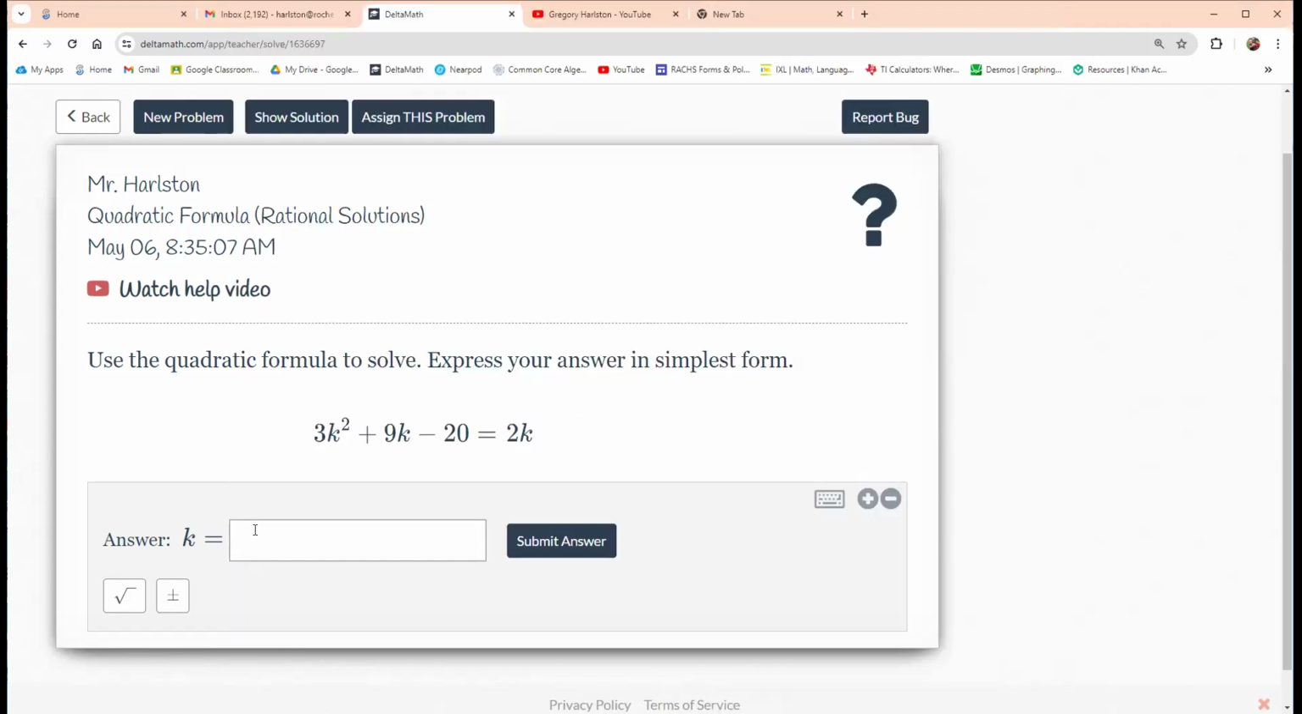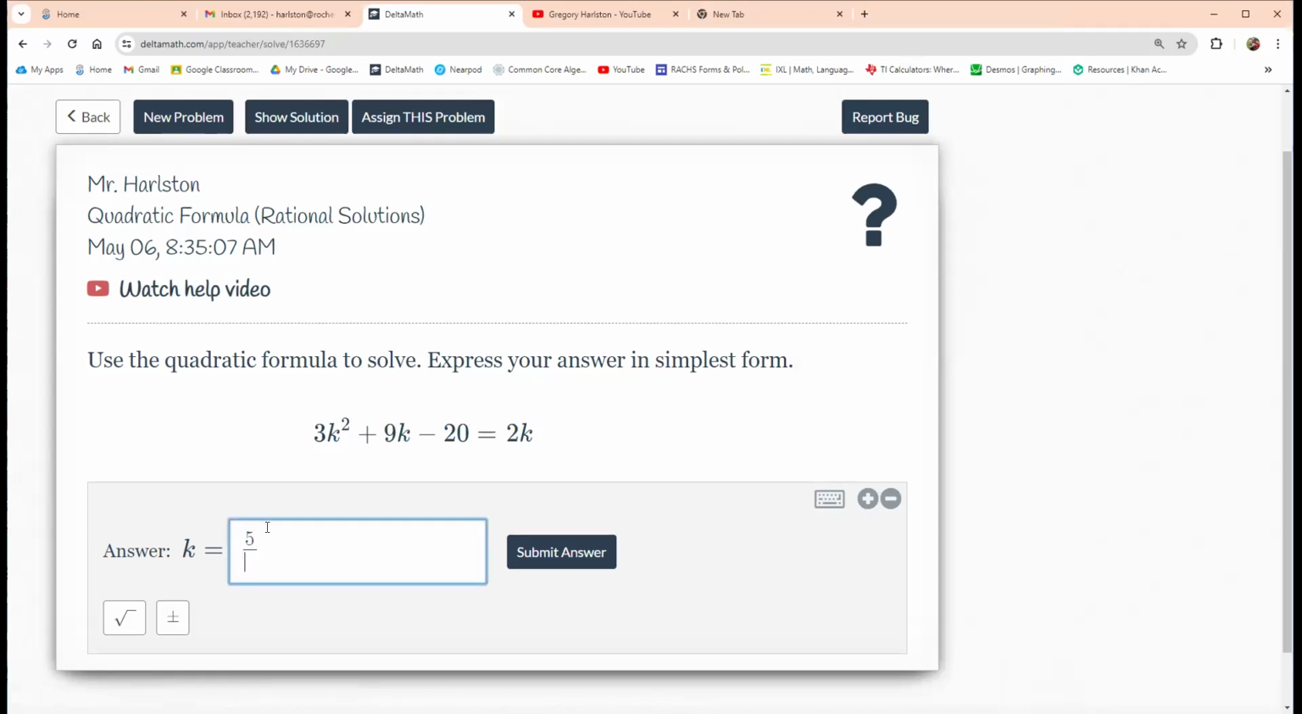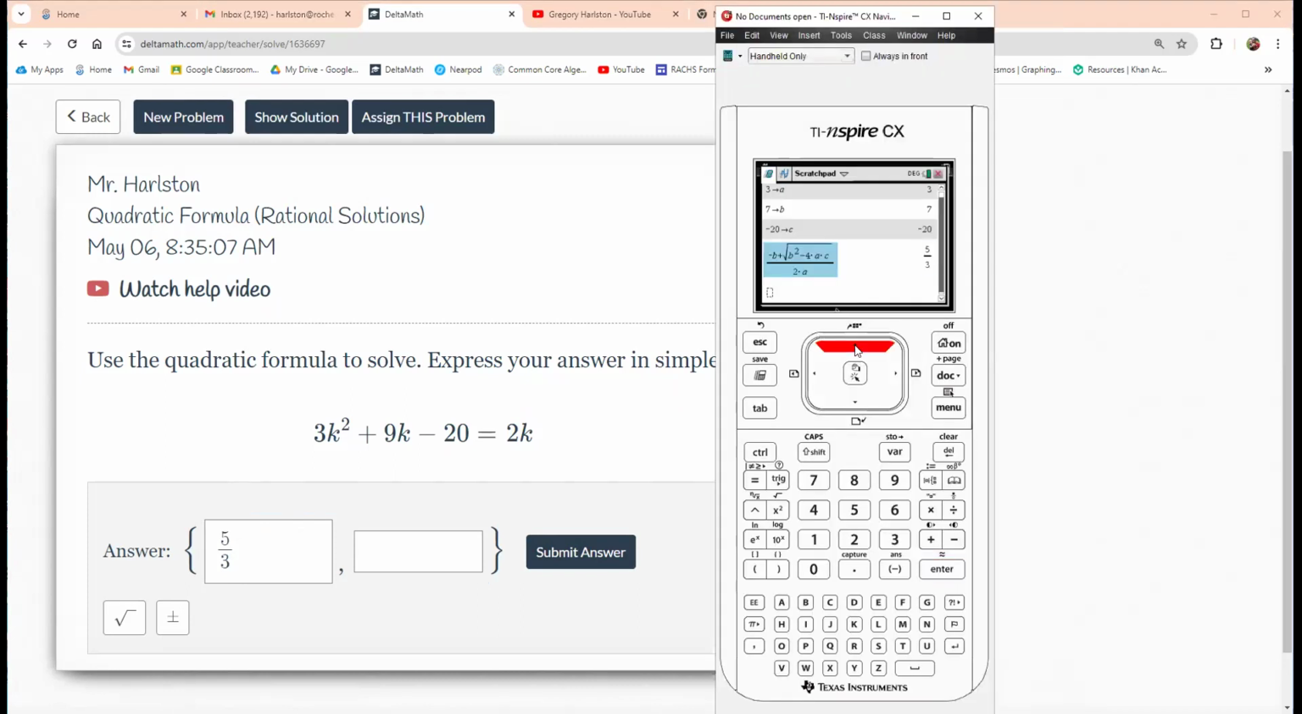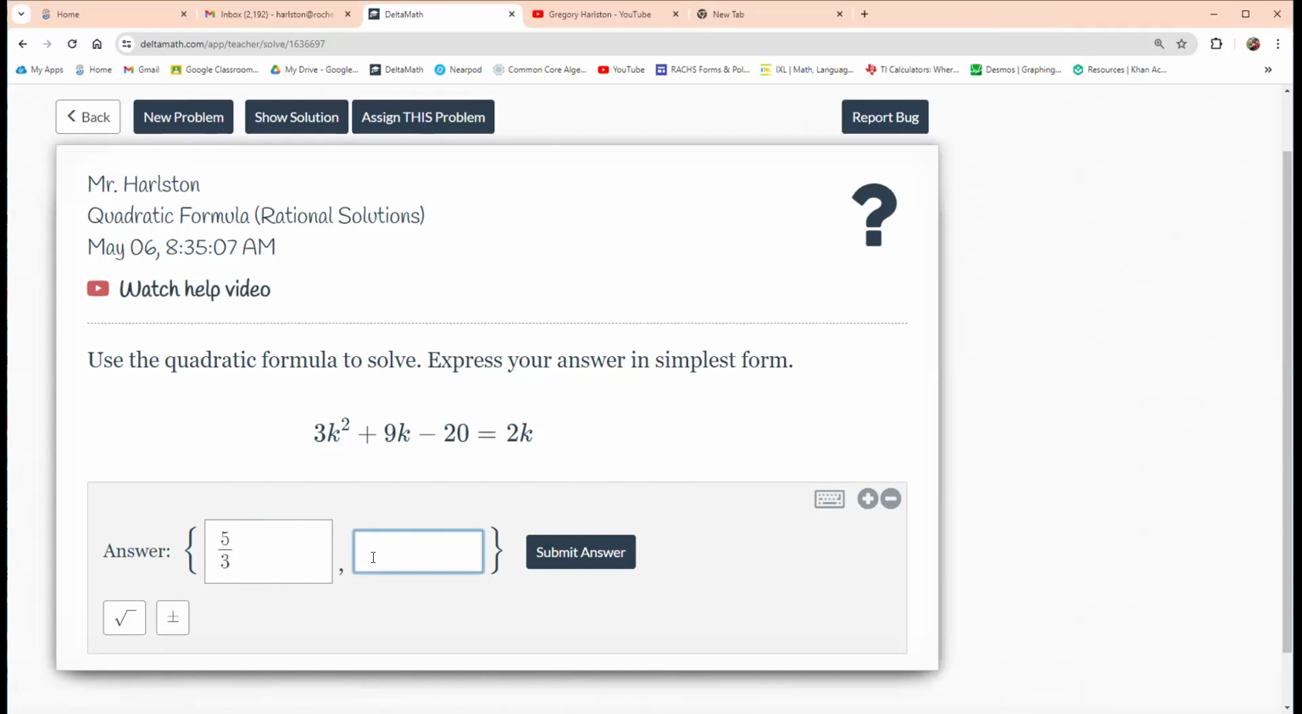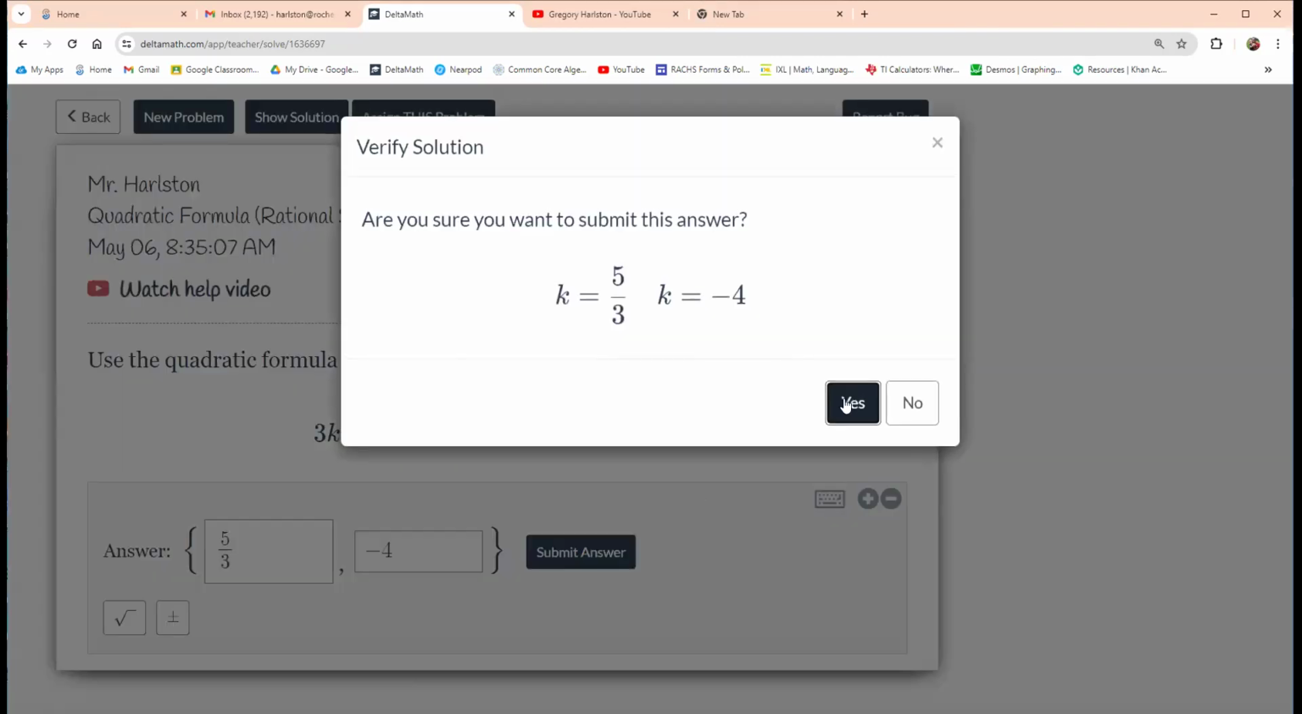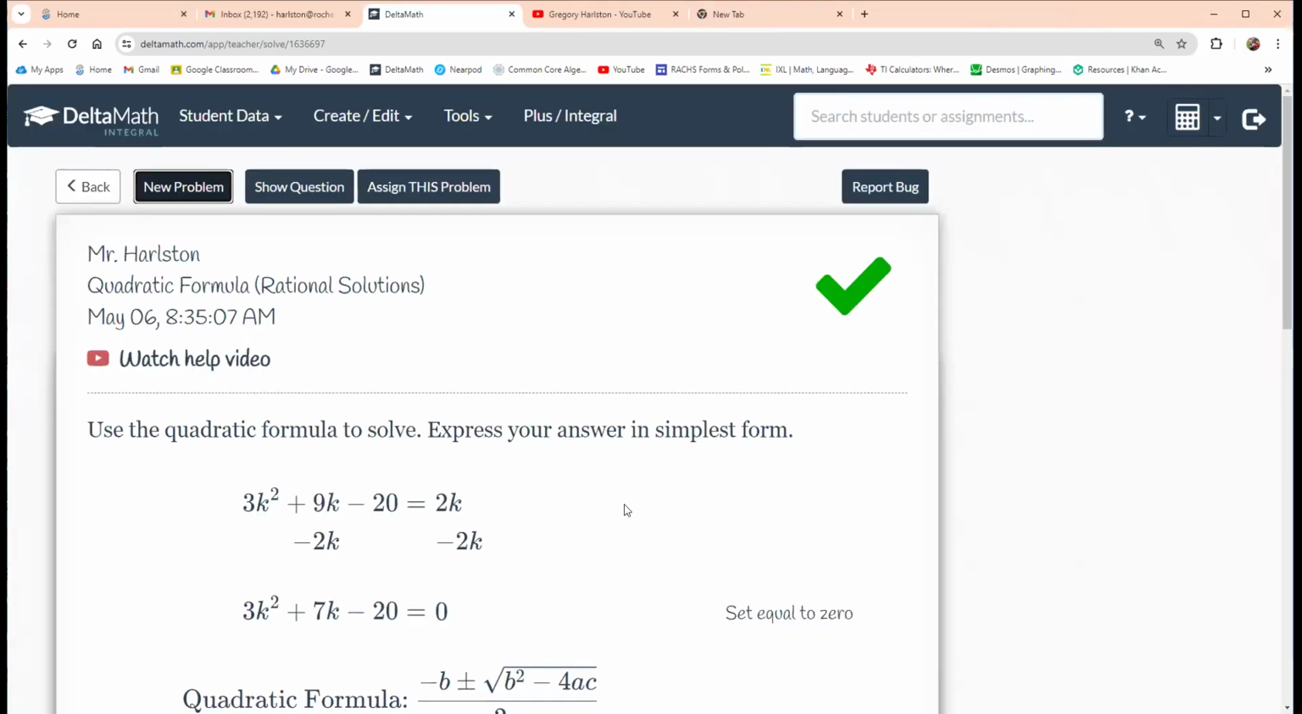So I can go here and I can put 5 divided by 3. Now I'm going to need another box for my other answer. So let me go back to the calculator. Now, all I'm going to do is copy this. And to get the other answer, I'm going to subtract. So we get a negative 4. So that's my second root. So I do a negative 4 and I submit it. And that is our answer.